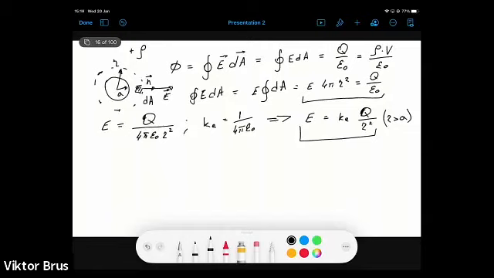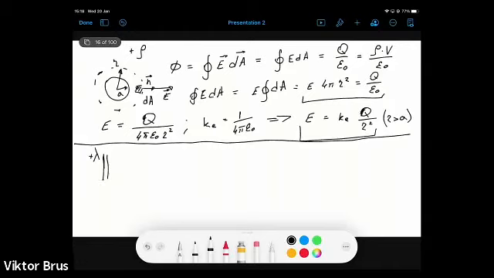Let us consider another example. In this case, we will consider some infinite line, some infinite thread, which is uniformly electrically charged. So let's say we have this infinite line positively charged with some linear density of electric charge lambda.